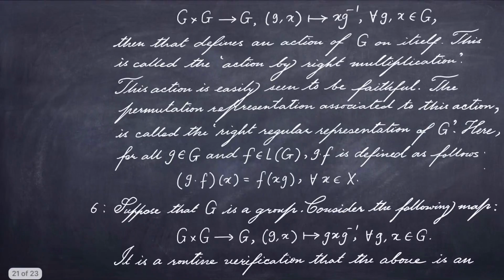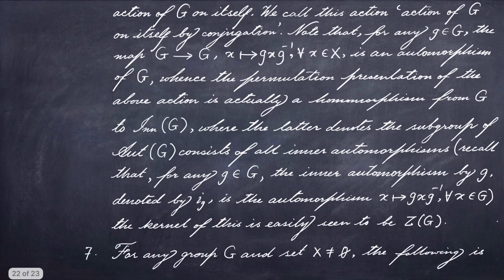But in case of conjugation, indeed this map preserves the group structure of G. So unlike the left or right multiplication, here each group element is giving us an automorphism. Thus a group here is acting on itself by automorphisms. We will discuss this situation in detail later on, within the next few lectures, and you will see why this is very important.